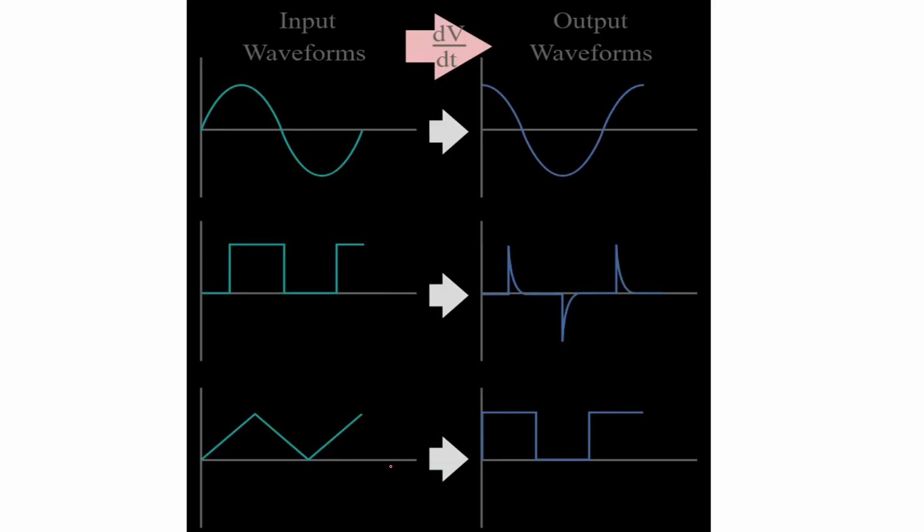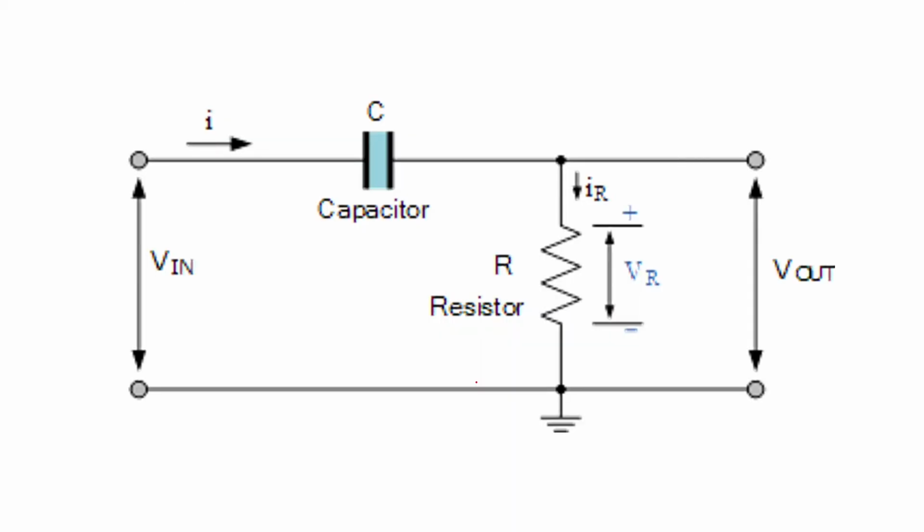Now, for various inputs, what will be the output of the differentiator circuit? If the input is a sine wave, the output is a cosine wave. If the input is a square wave, the output is spikes. If the input is a triangular wave, the output is a square wave. This is just opposite to the integrator.